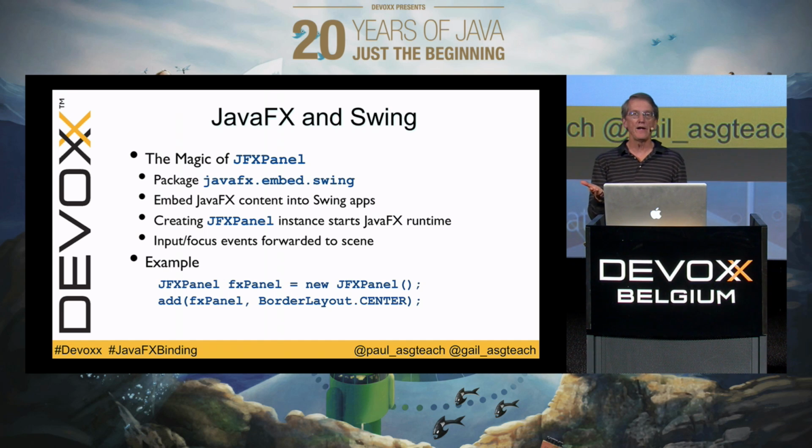Creating a JFXPanel is trivial. You just instantiate it, and as soon as you do, that starts up the JavaFX application thread. And here we just have a simple example of adding a JFXPanel component to the middle of a Swing container, say with a border layout.